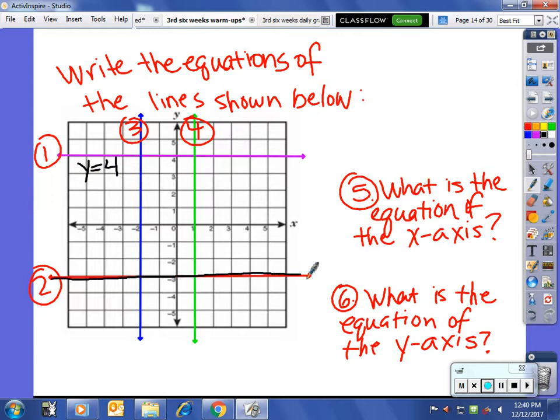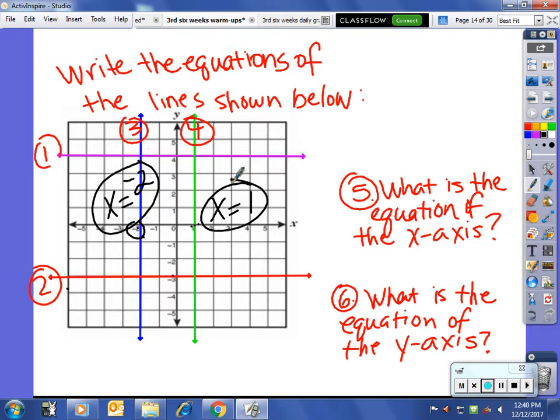What would number 2 be then? Y equals negative 3. Every y value on that line is negative 3. Now, up and down lines are different. Those are the outlaw lines. They're the ones that aren't functions. They're the ones where the x's are repeating. So look at the blue line, number 3. What's the equation of this line? X equals negative 2. Every x value is the same on a vertical line. And the green line? X equals positive 1.